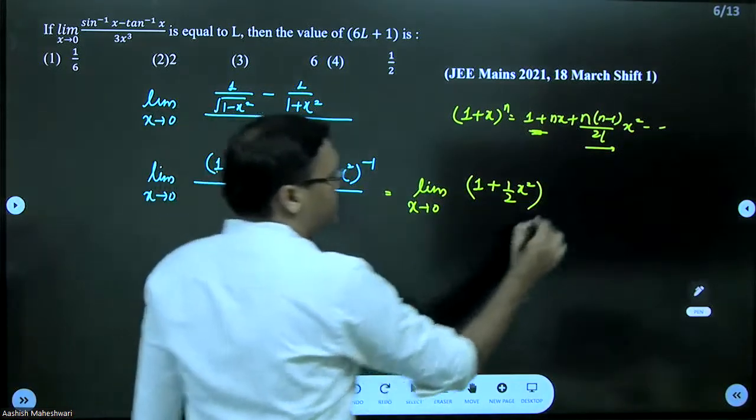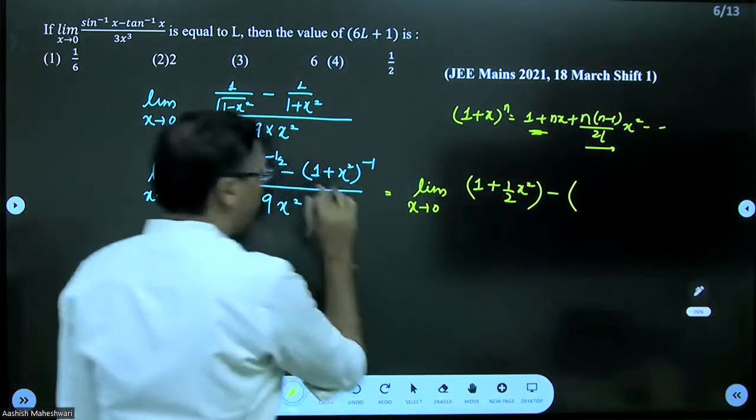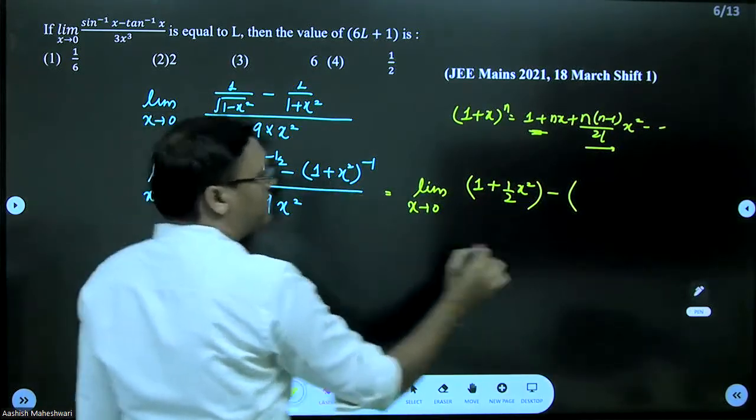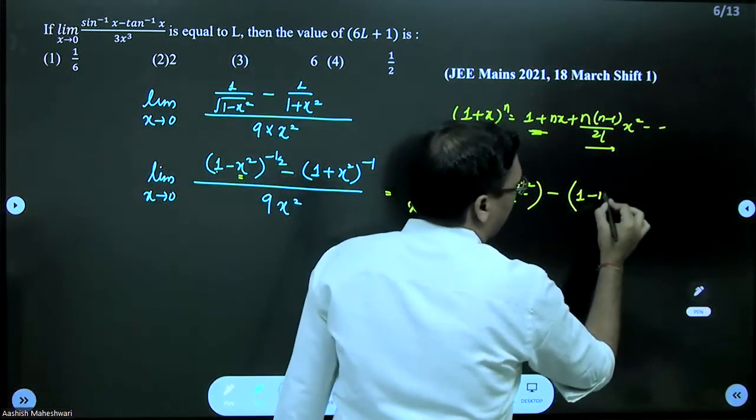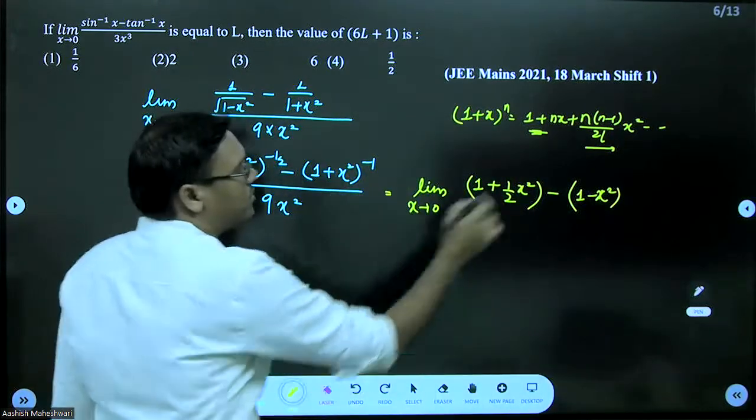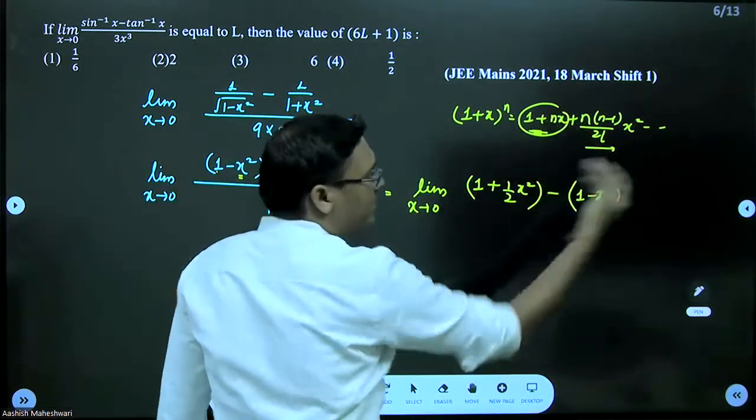And the same thing you can say for the other term, with the approximation 1 plus nx. So this is 1 minus x square. Put the value of n as minus 1. You can see this. Why have I not taken terms after this?